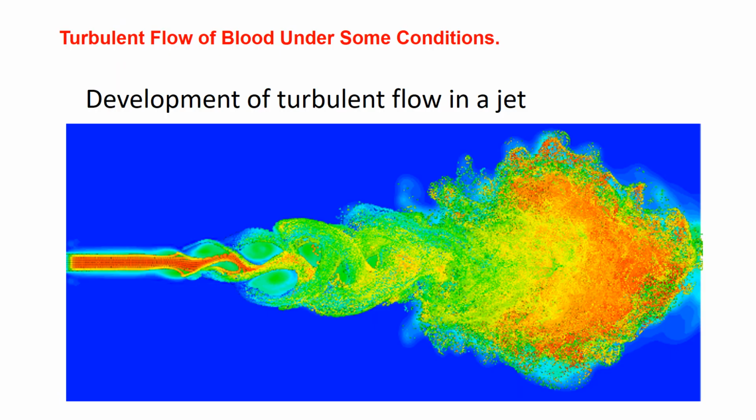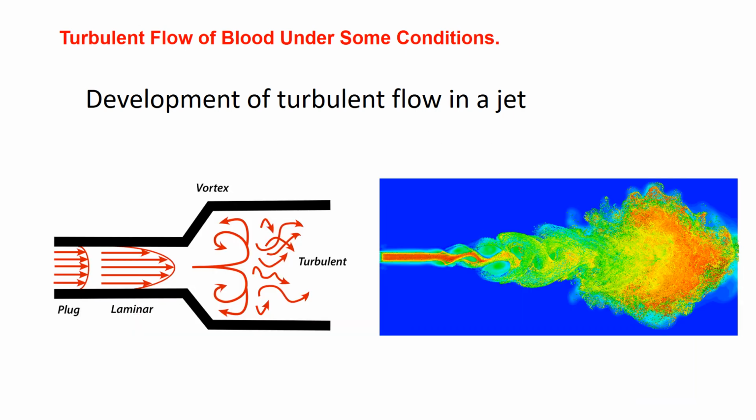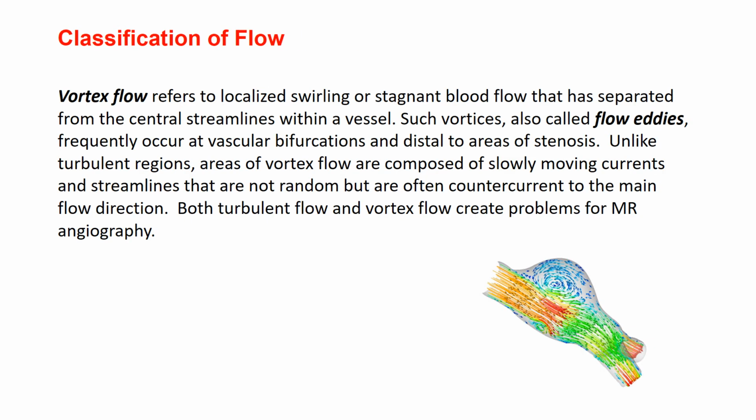Development of turbulent flow in a jet. Vortex flow refers to localized swirling or stagnant blood flow that has separated from the central streamlines within a vessel. Such vortices, also called flow eddies, frequently occur at vascular bifurcations and distal to areas of stenosis. Unlike turbulent regions, areas of vortex flow are composed of slowly moving currents and streamlines that are not random but are often counter-current to the main flow direction.